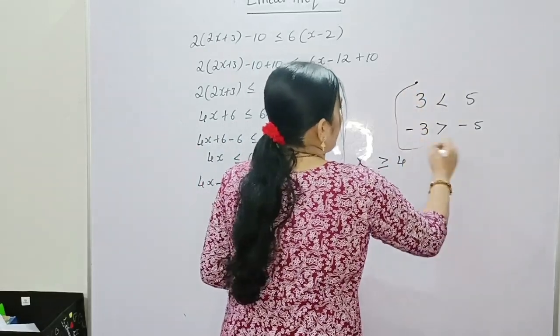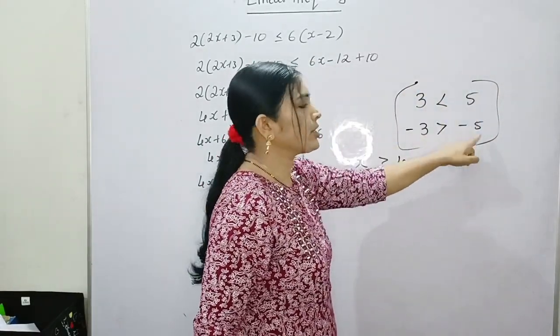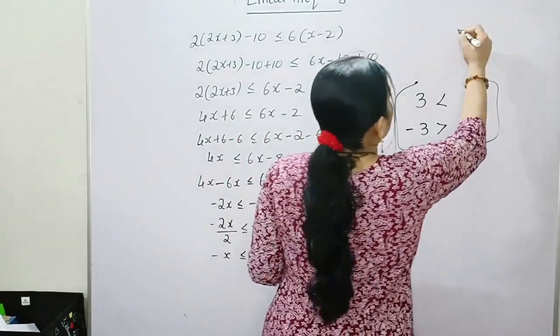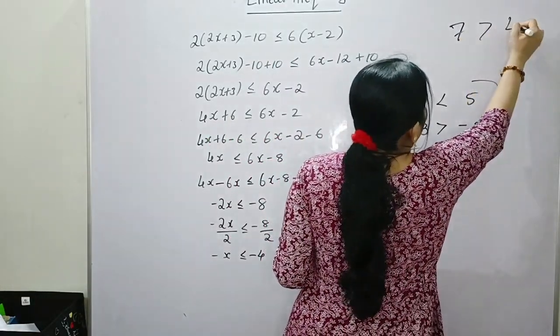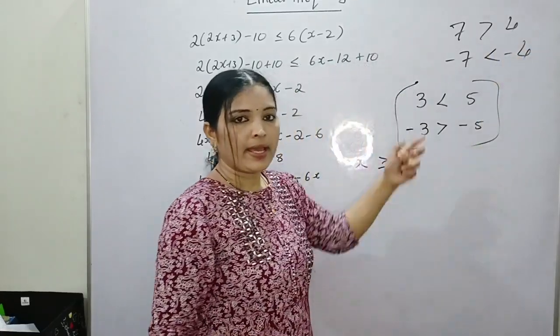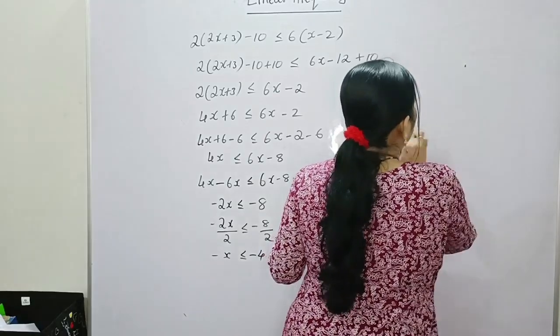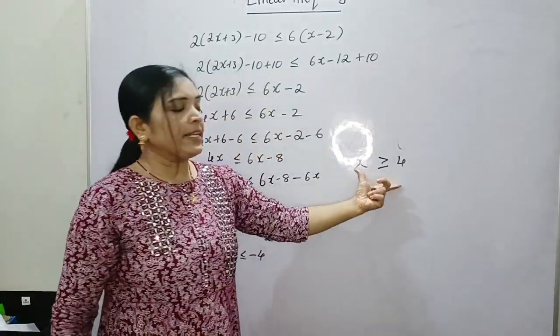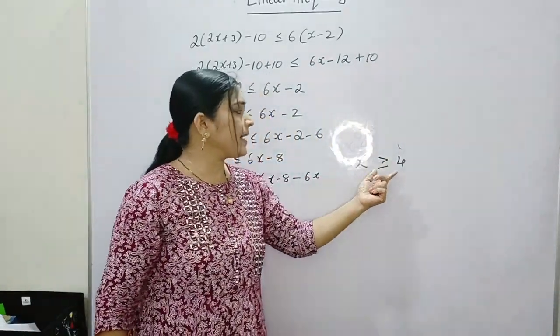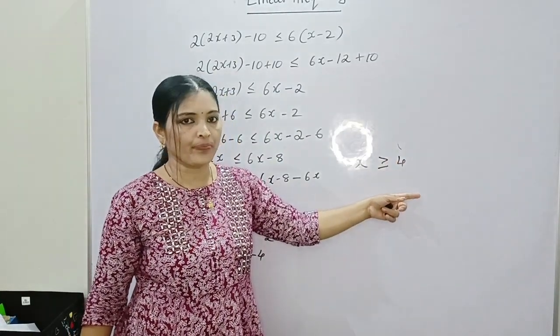It is the best example. Remember, 3 is less than 5, so minus 3 is greater than minus 5. 7 is greater than 4, so minus 7 is less than minus 4. Isn't it? So here, what is the range of x? x greater than or equal to 4.